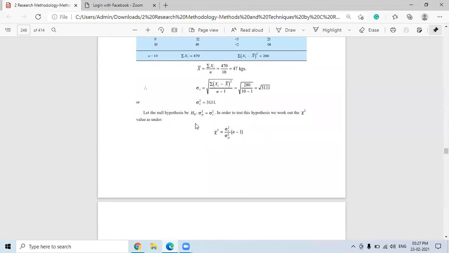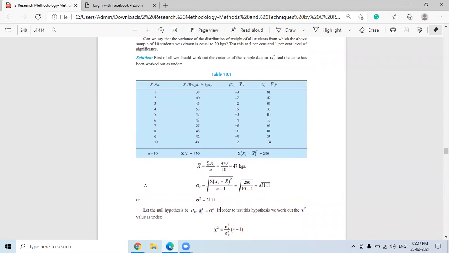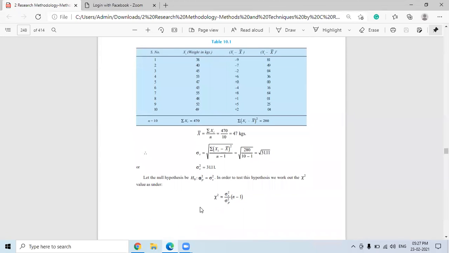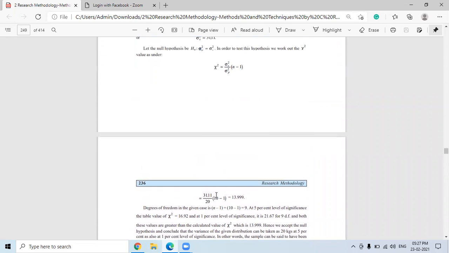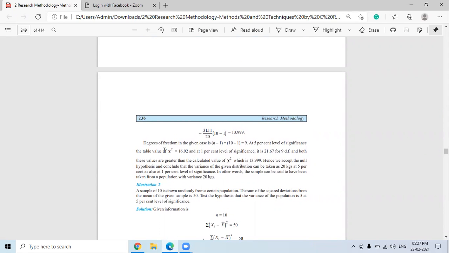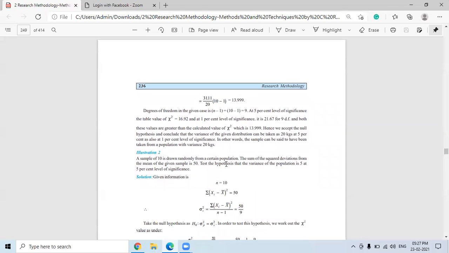Here I will write the null hypothesis: sigma p square is equal to sigma s square. That means the variance of the sample data is equal to the variance of the population. Then you have to calculate the chi-square, sigma s square by sigma p square into n minus 1. At 5% and 1% levels of significance, find the table value of chi-square with 9 degrees of freedom. So that is problem number 1.